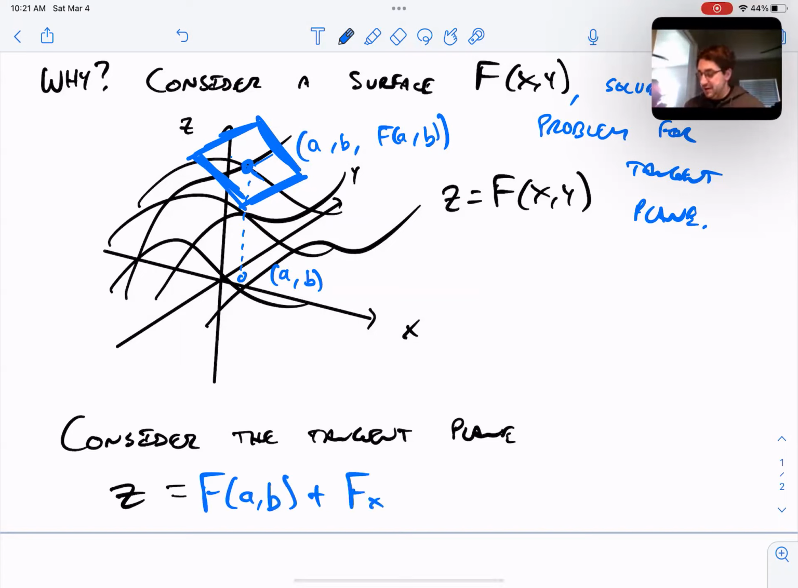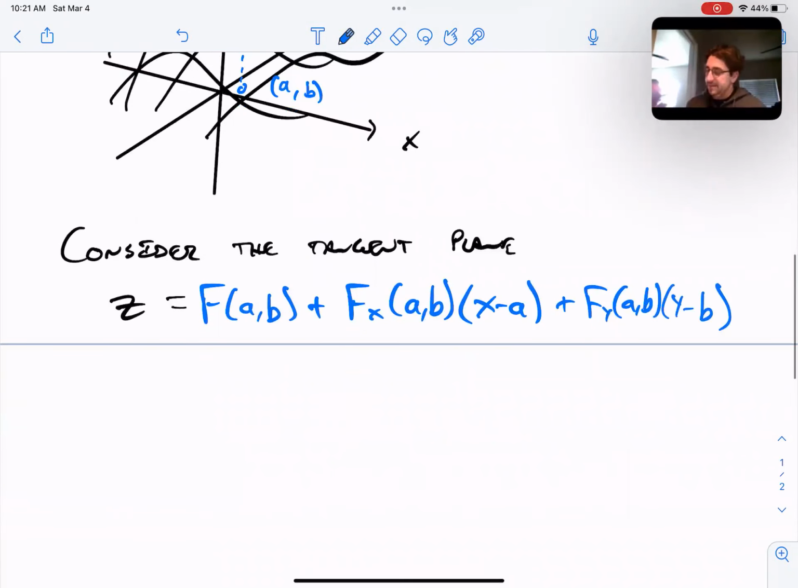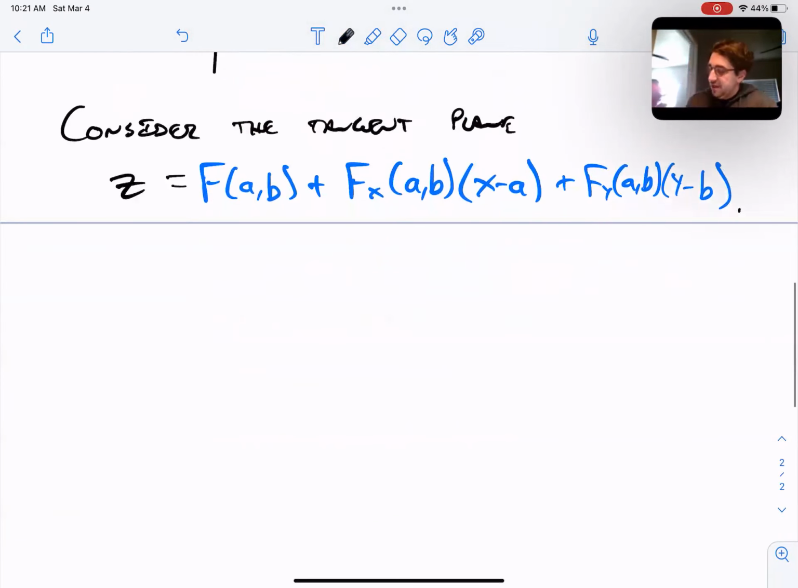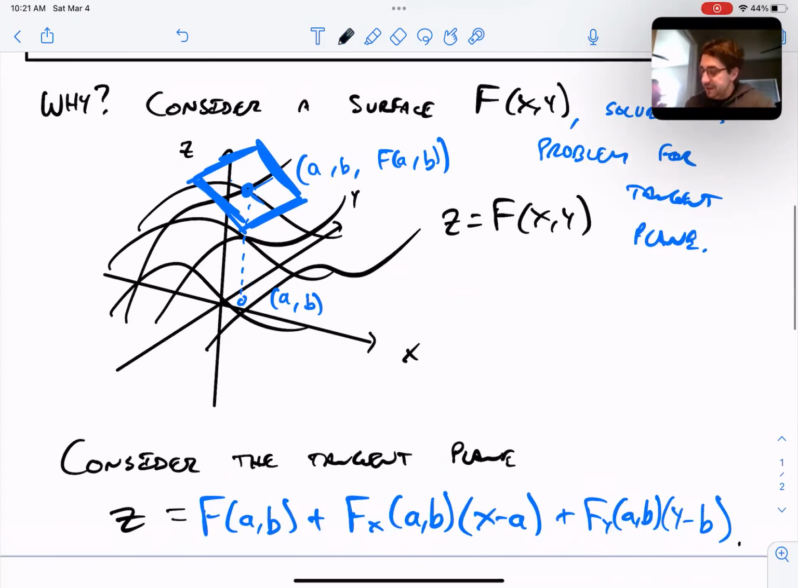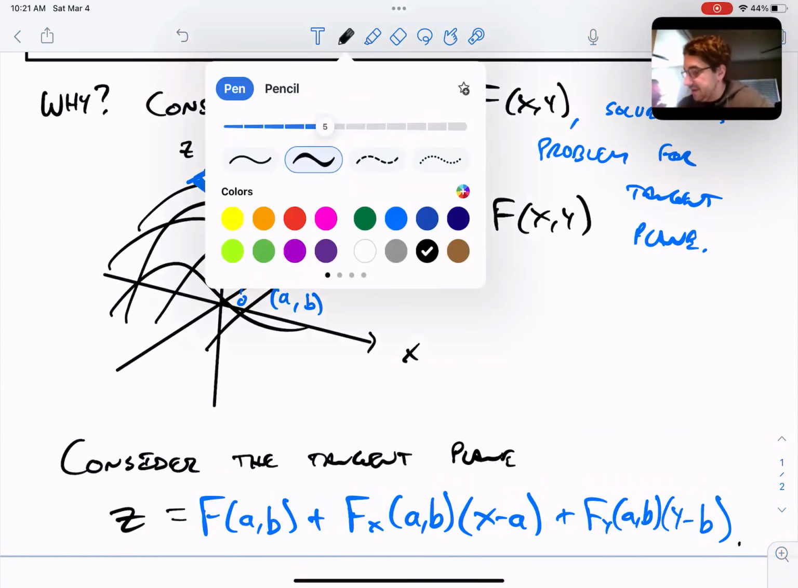It does the rate of change in the x direction times the delta x, the change in x, right? And then similarly for y, right? This is how we build our tangent plane. So there's the tangent plane. And then what I want to do is I want to think about, in this tangent plane, what the level curves are in this tangent plane.